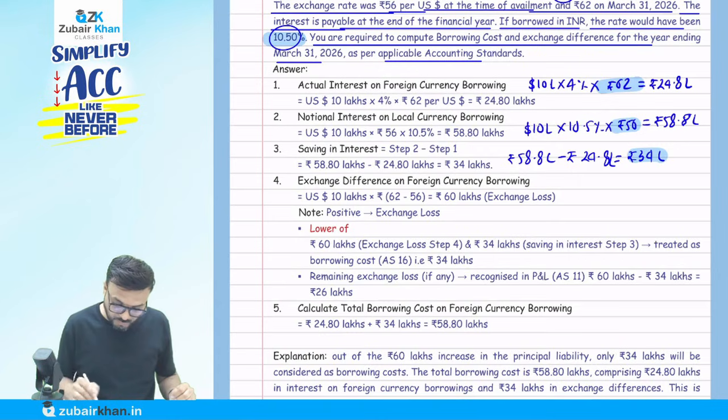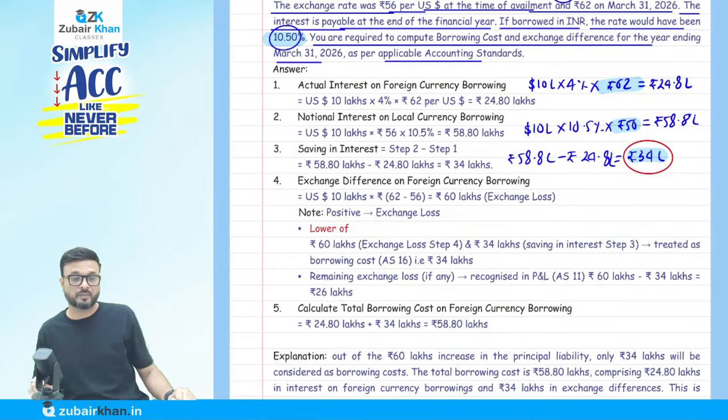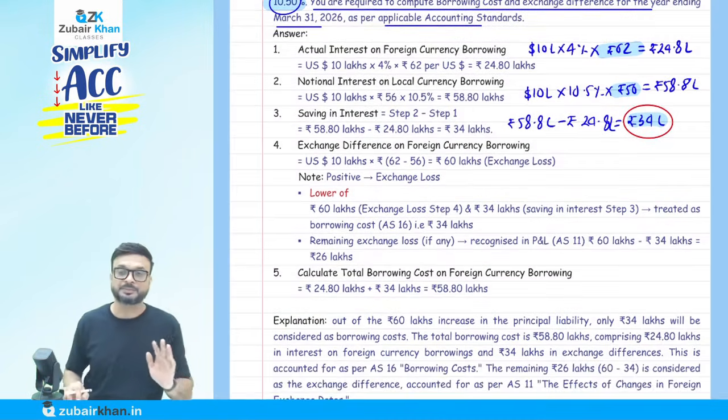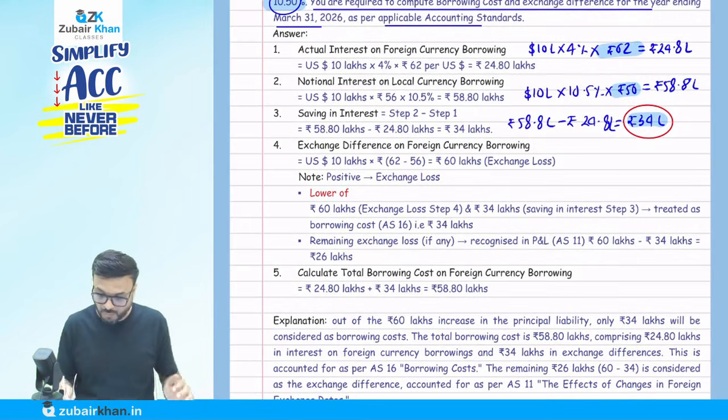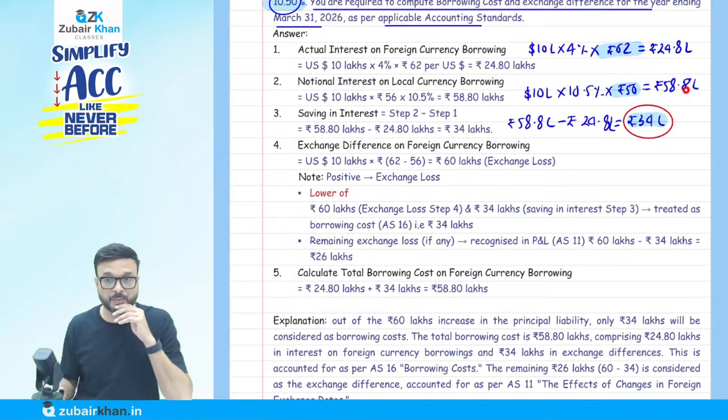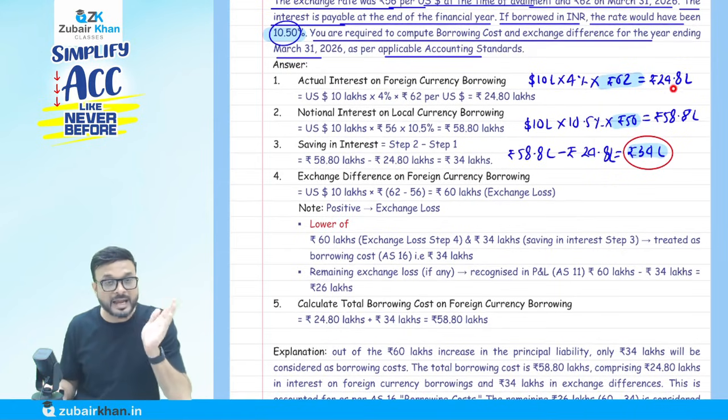Okay. 34 lakh is the amount of what? The saving we have by taking a loan from the foreign bank. Because if we took a loan from the Indian bank, that much we would have to pay. We took a loan from the foreign bank, that much we are actually paying. So we save this much interest.